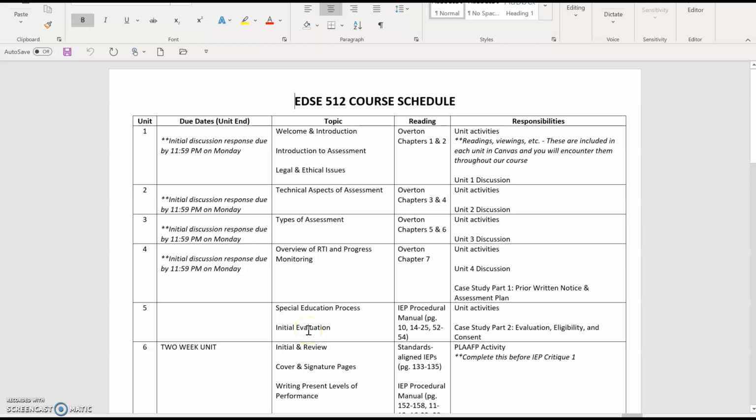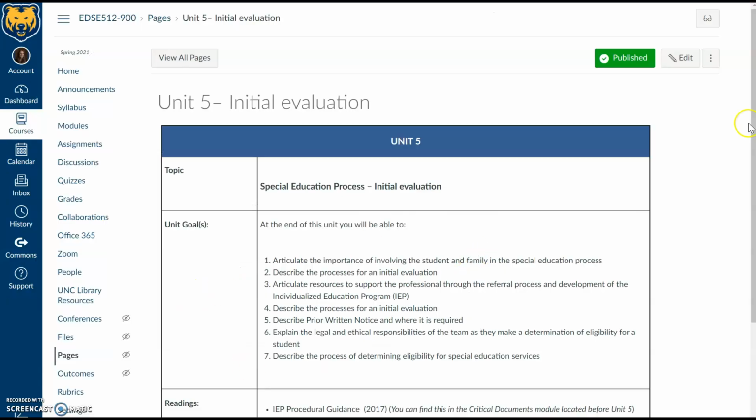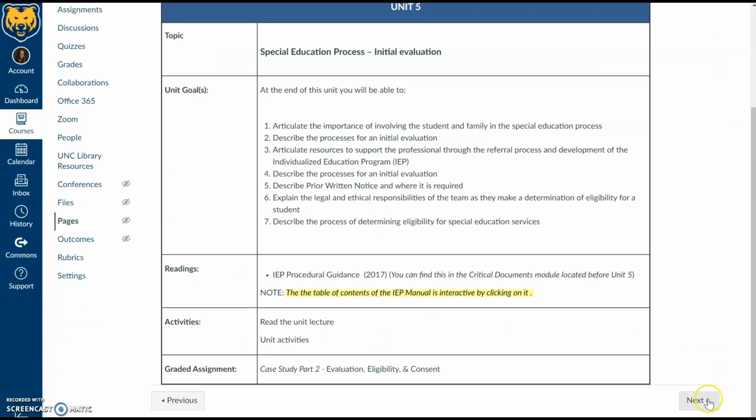On the course schedule, you will see that we do not have a discussion in this unit, but instead we will be focused upon Case Study Part 2. So this is a continuation of what you've done for Case Study Part 1. You'll be moving forward with the same student you selected for evaluation, eligibility, and consent. And we will talk through those assignment expectations.